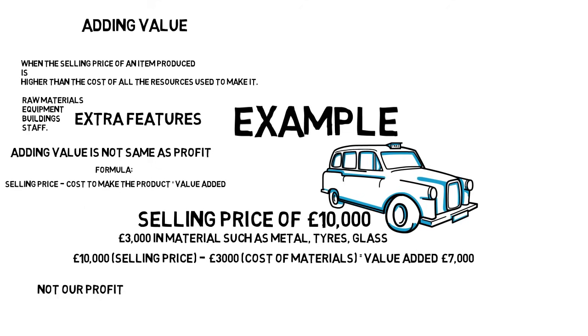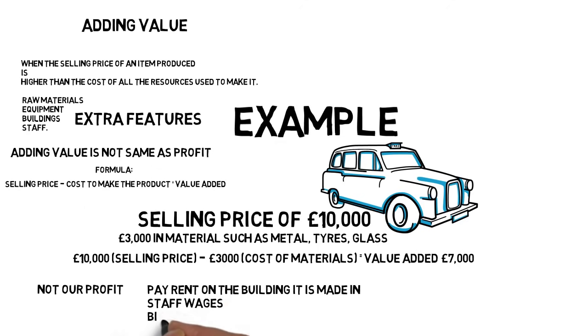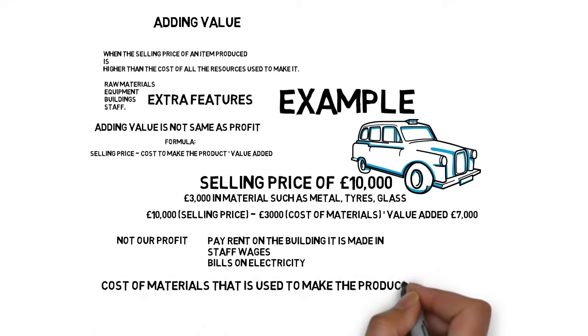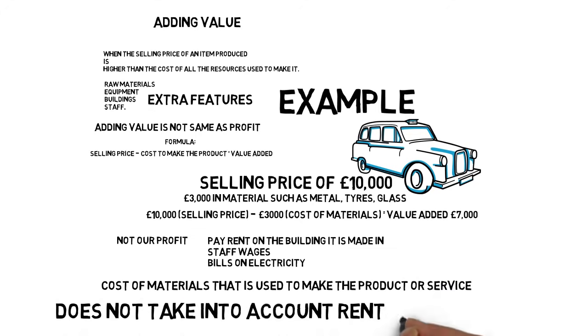No, that is not the profit. We still have to pay rent on the building the car is made in, staff's wages, and bills on electricity. So after the deduction of these, we can say we have made a profit. So value added is based on the cost of materials that is used to make the product or service. It does not take into account rent and staff wages.